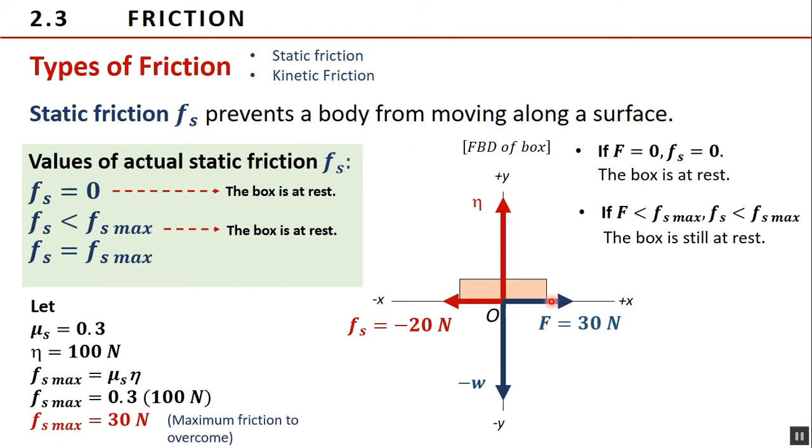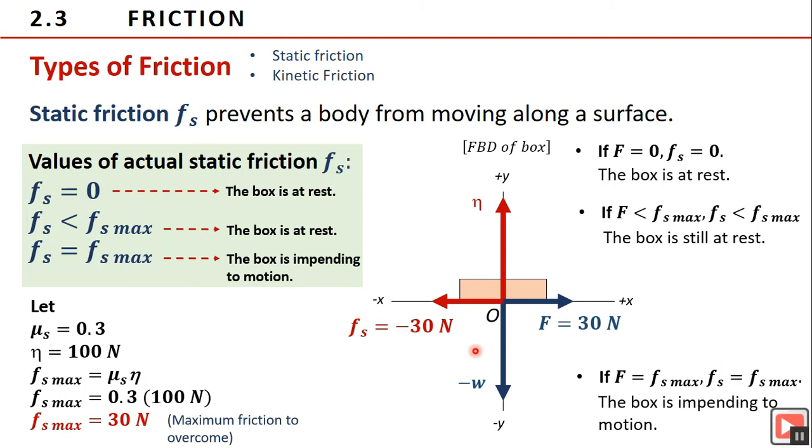Now if we increase the exerted parallel force to equal the maximum static friction, which is 30 newtons, the actual static friction will also be equal to 30 newtons. If this happens, the box is in a state of impending motion. Impending motion means that the motion of the box is close to happening and about to overcome the maximum friction, but the box is still considered motionless.